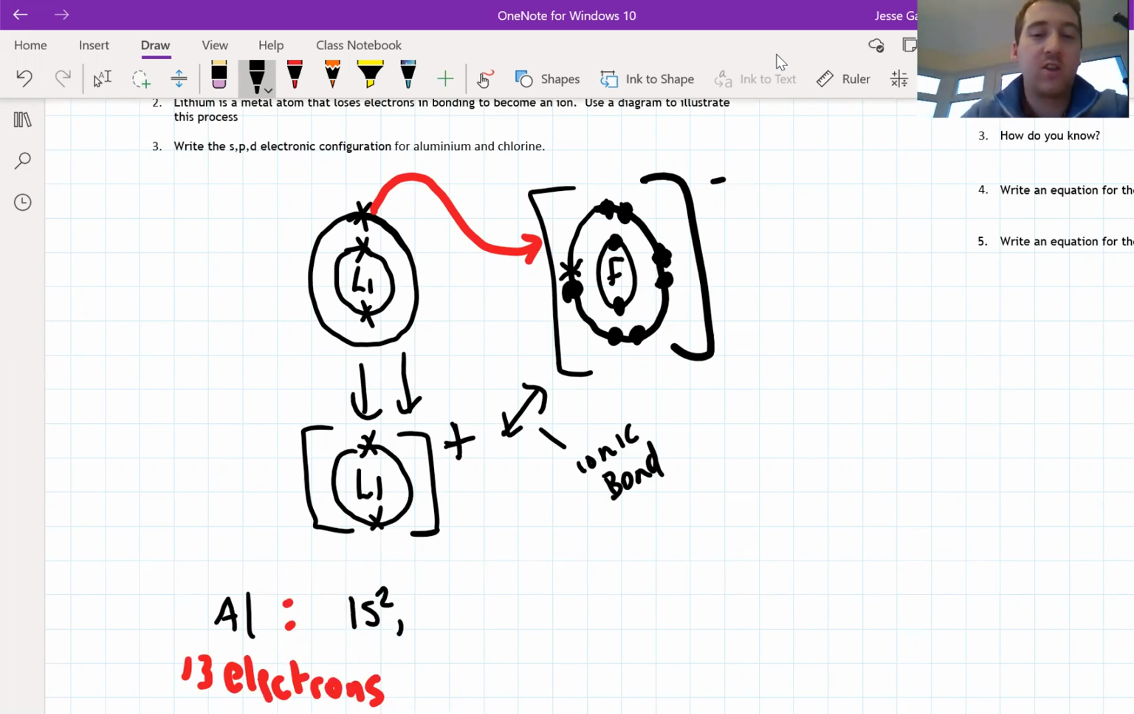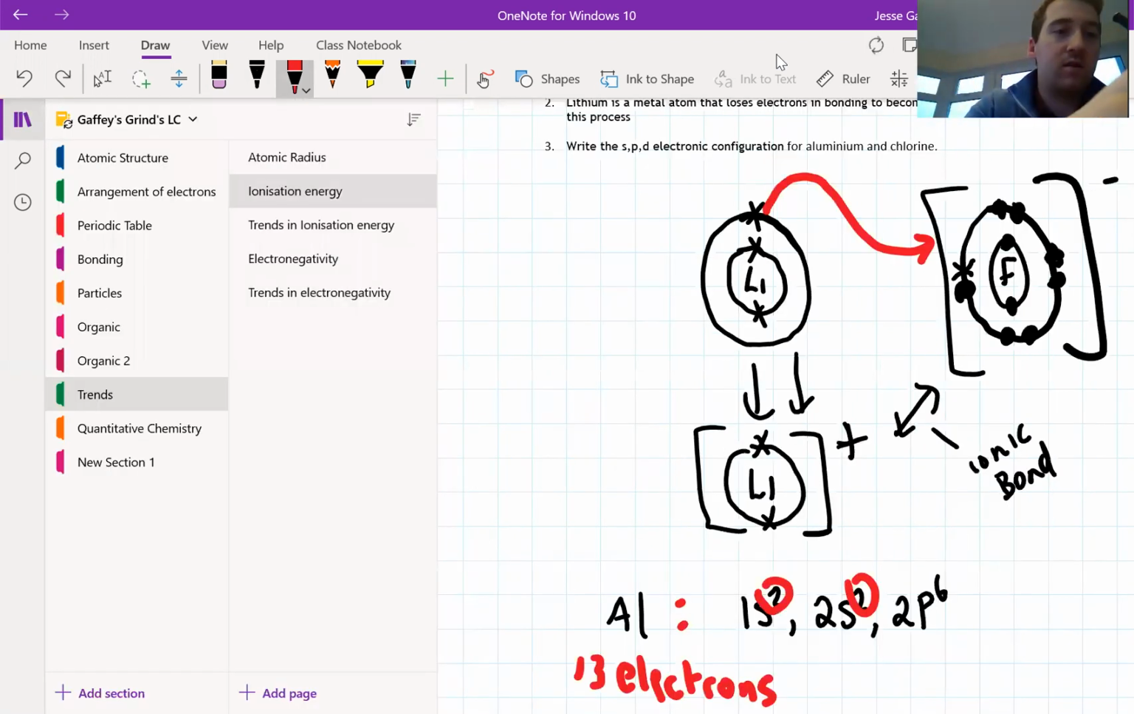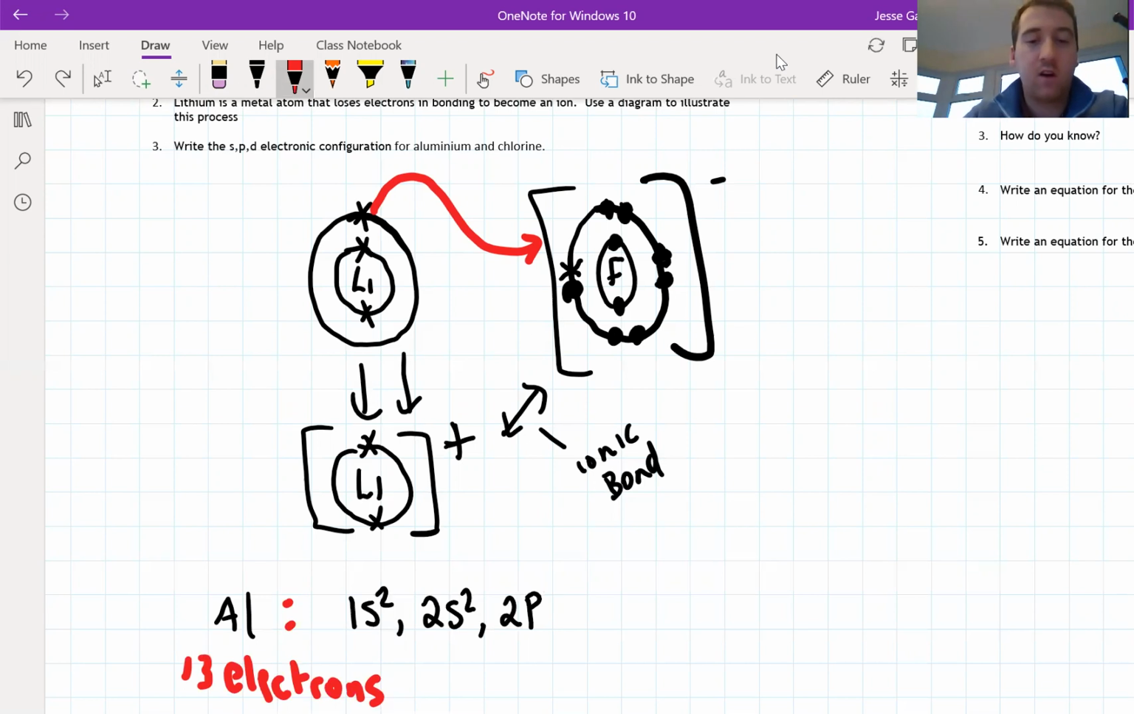Then that energy level is full. We're into the second energy level. We've got 2s2. That's 4 electrons. And in the second energy level, we've got a p sublevel as well, 2p6. We've now accounted for 2, 4, 6. We've got 10 electrons accounted for here. We've got 2 here, we've got 2 here, and we've got 6 here. That's 10 electrons accounted for. We need to account for 3 more.